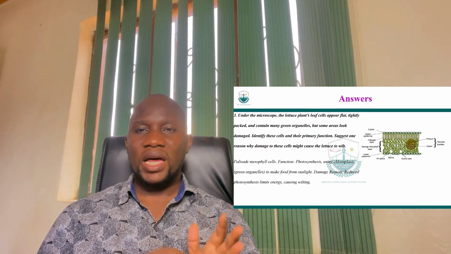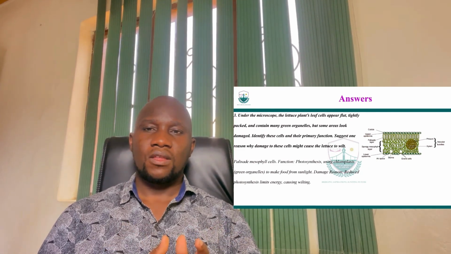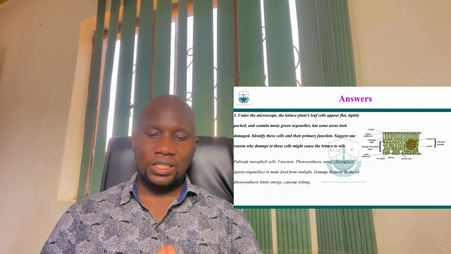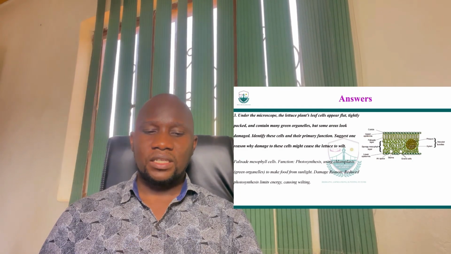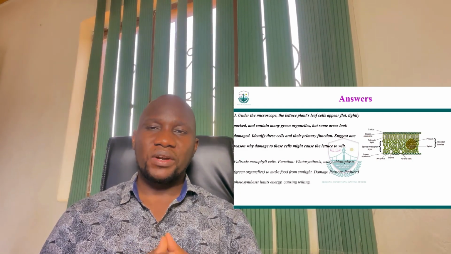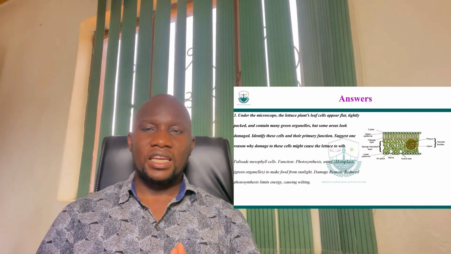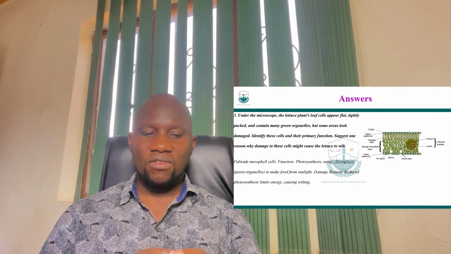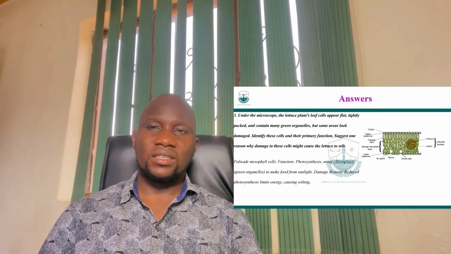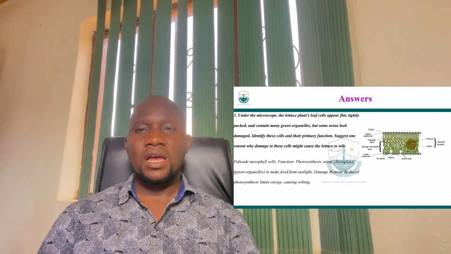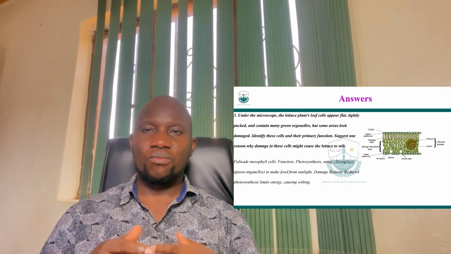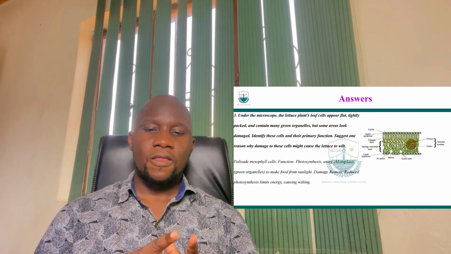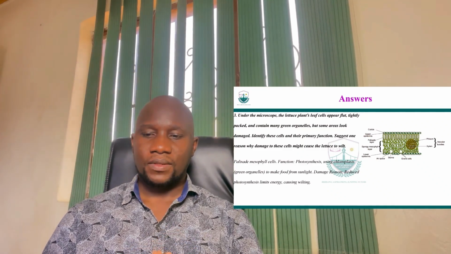So the leaves have palisade and mesophyll cells. That's what you find there. These cells are important for the process of photosynthesis. The palisade cells, for example, contain numerous chloroplasts that trap sunlight. That is very important for photosynthesis. Now, if you have damage to these cells, it means that photosynthesis will not be carried out at the usual rate, so it will not be an efficient process. And that contributes to the wilting that you see in the lettuce plant. Thank you.